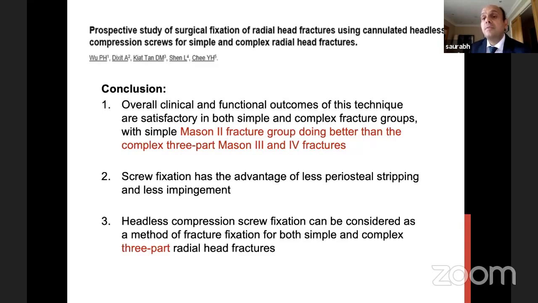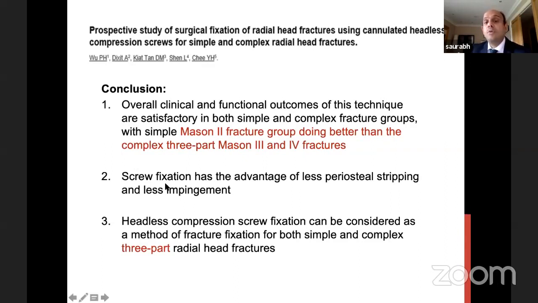So if you decide to fix, for example, a Mason 3 or a 4 with screws, the results are not so good, i.e. they can fail, they may not heal. So in a fracture dislocation elbow situation, if it's a very comminuted radial head, 3 pieces, if you commit to fixing it, you have to fix it really well. Otherwise, it's better to replace. Remember that. So isolated Mason 3 is different to a Mason 3 in a fracture dislocation situation. 2 different kettle of fish.